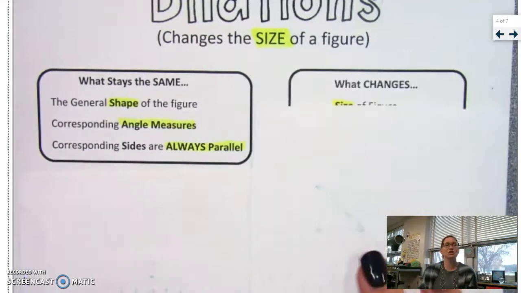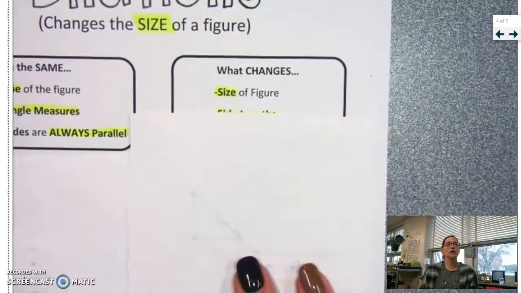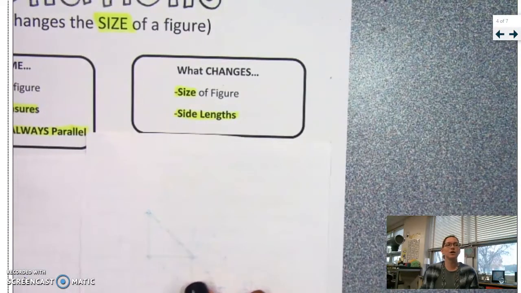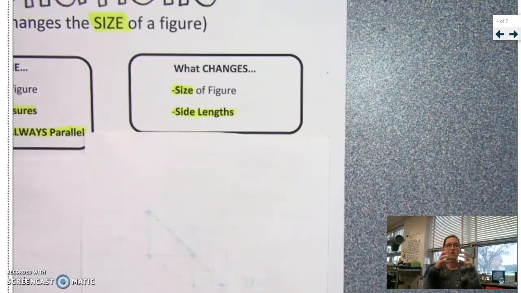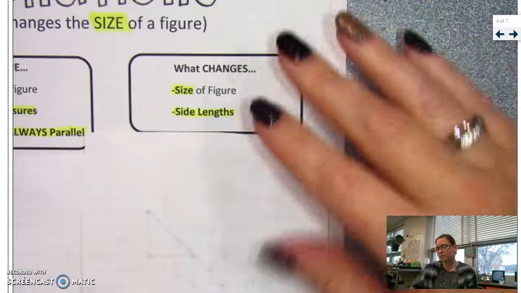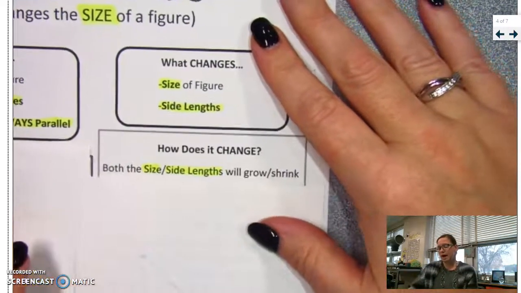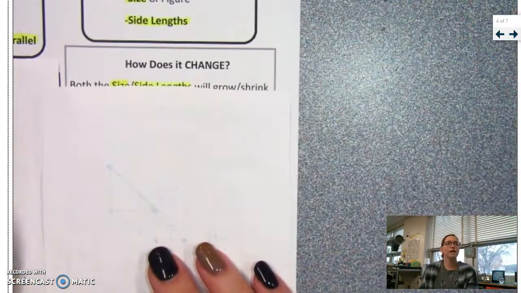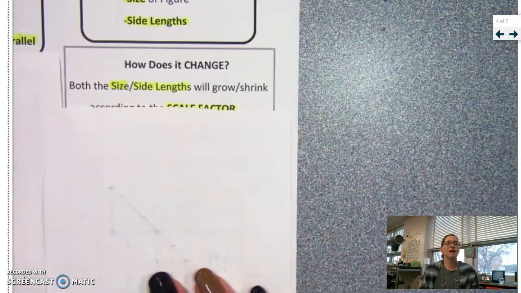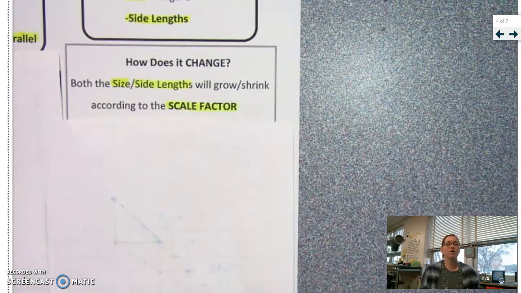So what does change? What changes on our dilations is the size of the figure. It's either going to get smaller or it's going to get larger than the original. And obviously if it gets smaller or larger, the side lengths have to also get smaller or larger. So those are the things that do change in a dilation. Our next part is, how does it change? First of all, the side lengths will grow and shrink according to a scale factor. So if you increase something to twice its original size, the side lengths will also grow twice the original size.